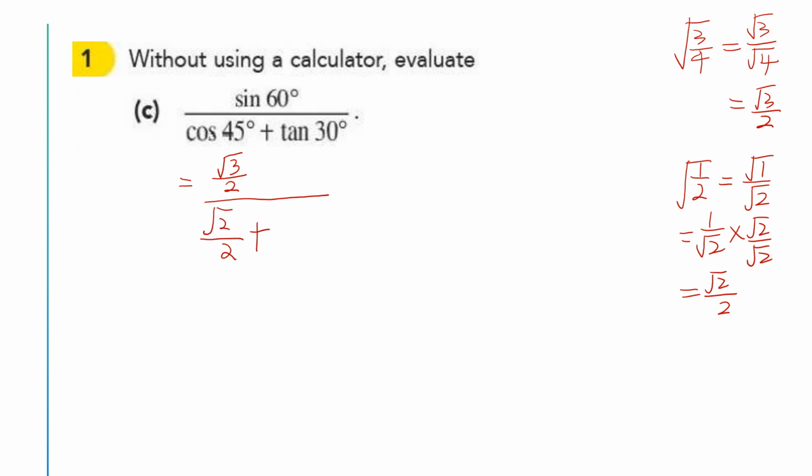Do the same for tangent 30. Okay, square it. You get 1/3. So we need to square root 1/3. And that gives you square root 1 over square root 3, which gives you 1 over square root 3. Rationalize it. That gives you square root 3 over 3.